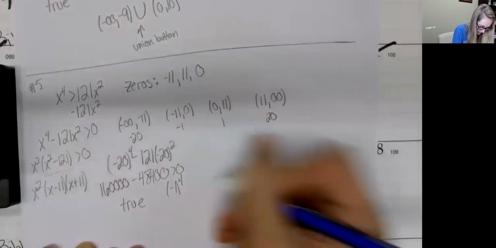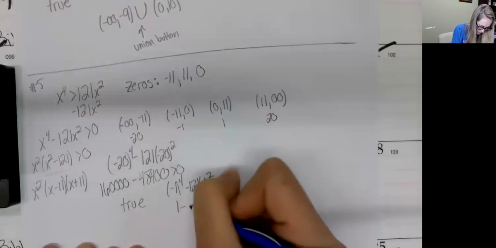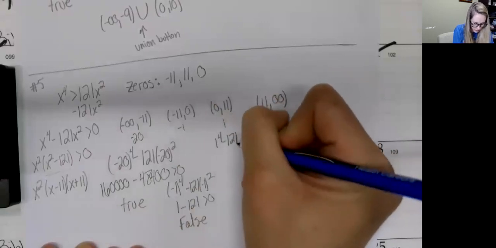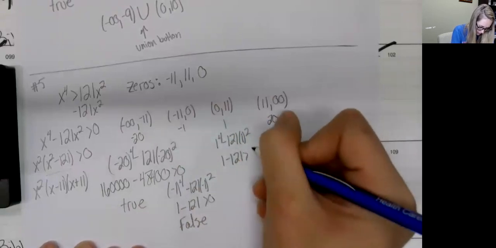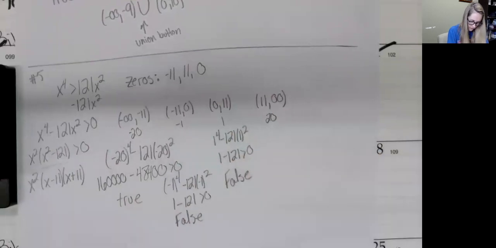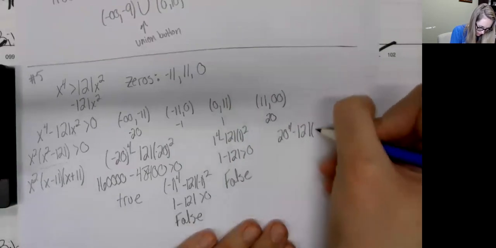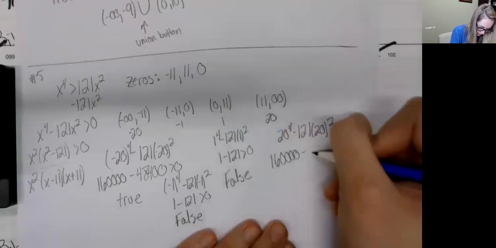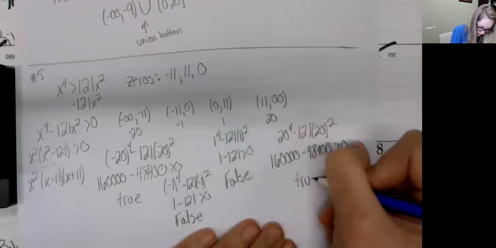Negative 1 to the fourth power, subtract 121 times negative 1 squared. So we'd have 1 subtract 121 is greater than 0, and that one would be false. Then 1 to the fourth power, subtract 121 times 1 squared would be 1 subtract 121 again, which would also be false. And then our last one would be 20 to the fourth power, subtract 121 times 20 squared, which would be 160,000 subtract 48,400, which is going to be greater than 0 still, so that one is also true.